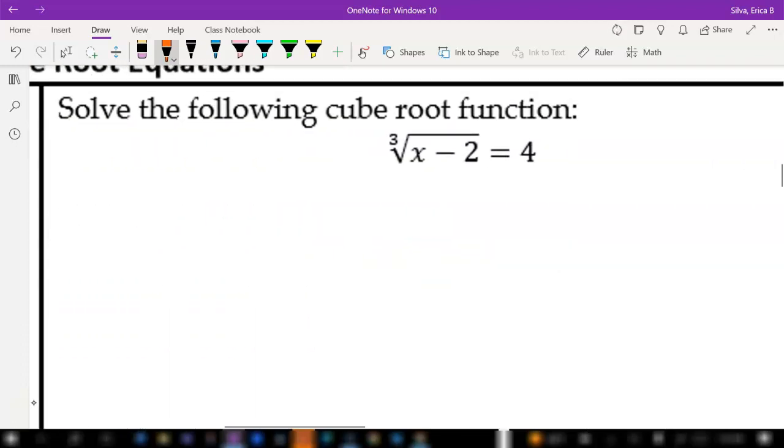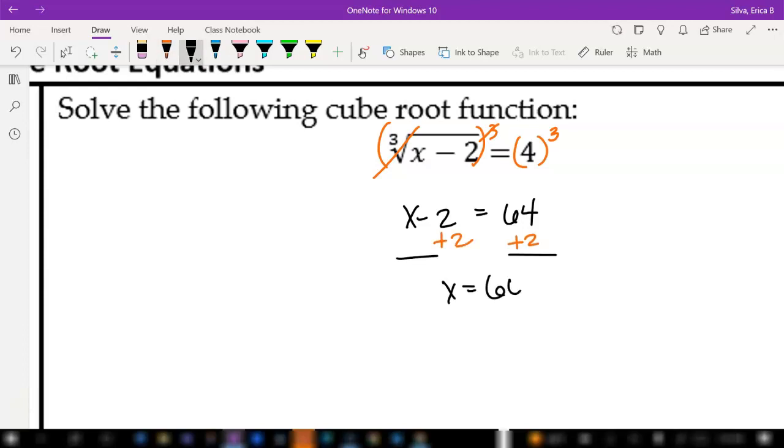Let's solve the next one. This is already isolated. We're getting the cube root of this whole thing. Because it's already isolated, we can cube both sides. The cube root cancels the cube. We get x minus 2 is equal to 64. And then we're going to add 2, and x is equal to 66.